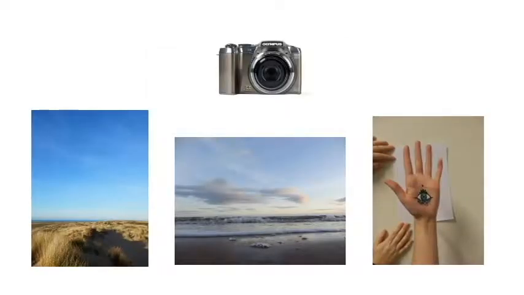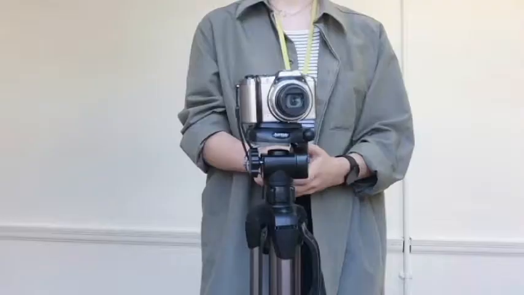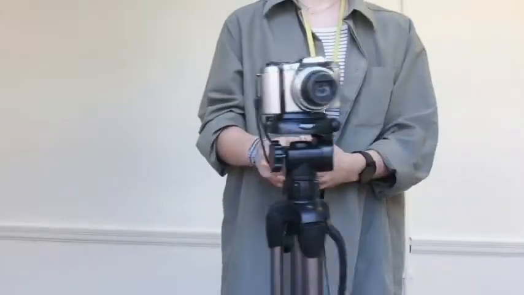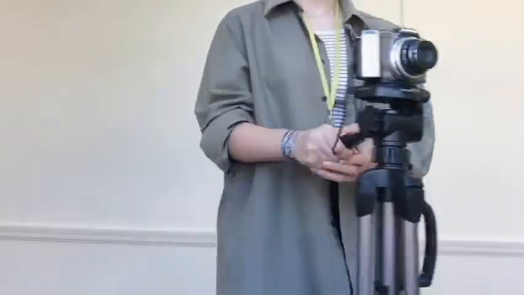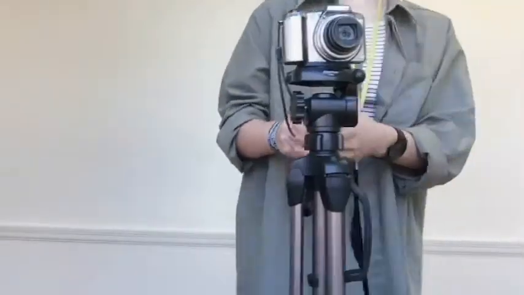The Olympus was what I used to take the images of the sand dunes, beach, and initial hand for use in my ancillary tasks. This camera was ideal for this purpose for the reasons previously stated. To keep the footage stable, I used a tripod as a stabilizer, a cheap and reasonably effective way of reducing shaking.